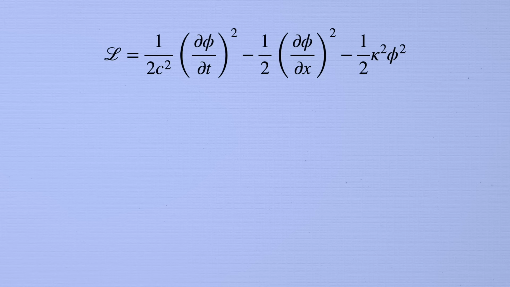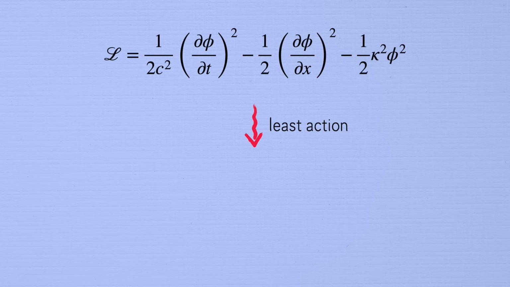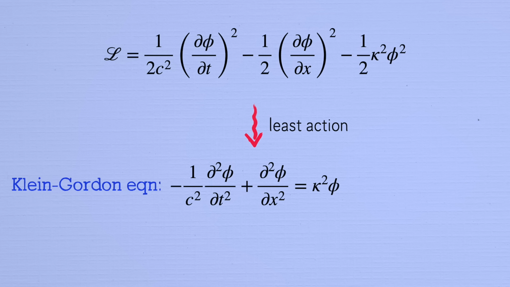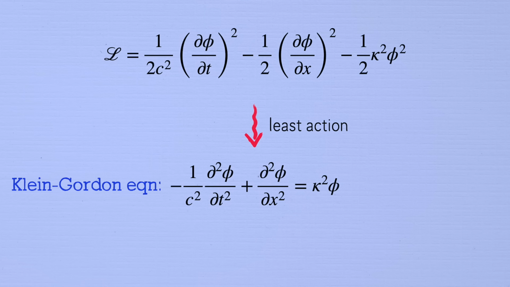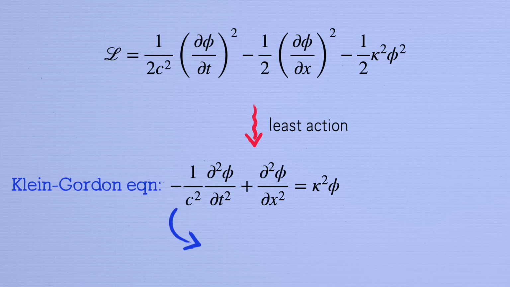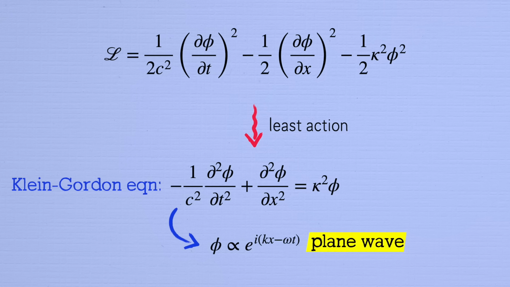By applying the principle of least action to this theory, we found that the equation of motion for phi is this Klein-Gordon equation. It says that the second derivatives of the field with respect to time and space equal kappa squared times phi, which is a generalization of the wave equation. And we talked about how we can write the general solution of this equation as a sum of plane waves.